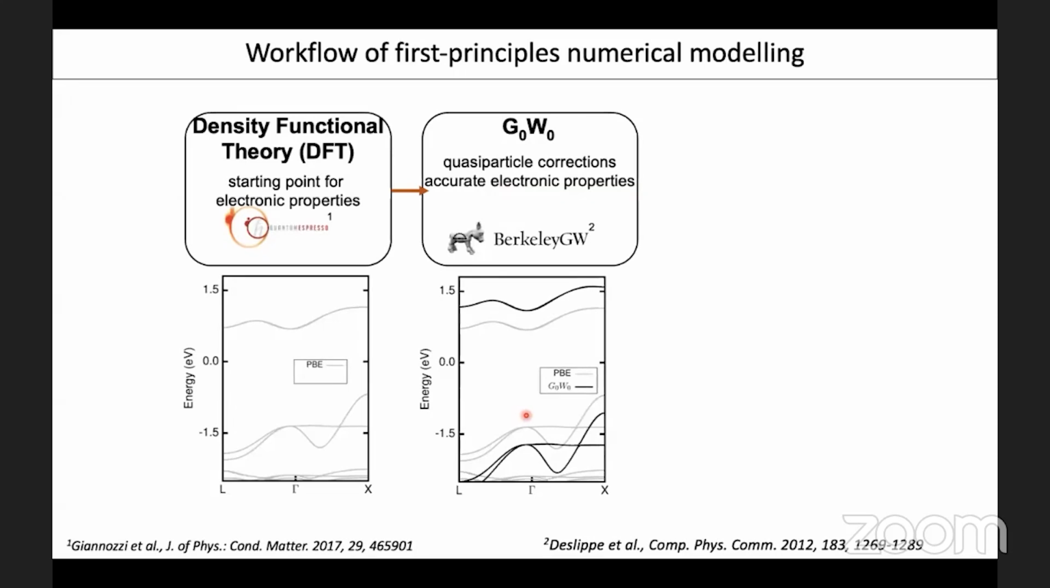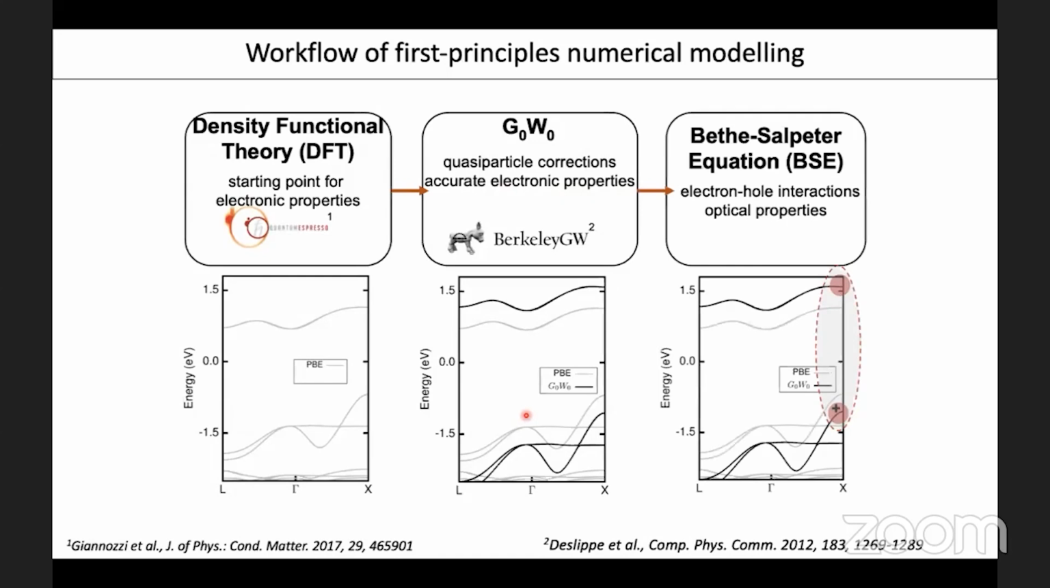And then the last step is that we use the so-called Bethe-Salpeter equation approach, which is also a Green's function-based approach, in order to calculate transitions from the valence to the conduction band, but also take into account electron-hole interactions. And so by definition, this gives us information about excitons, but also about other optical properties. So for example, we can calculate absorption spectra.